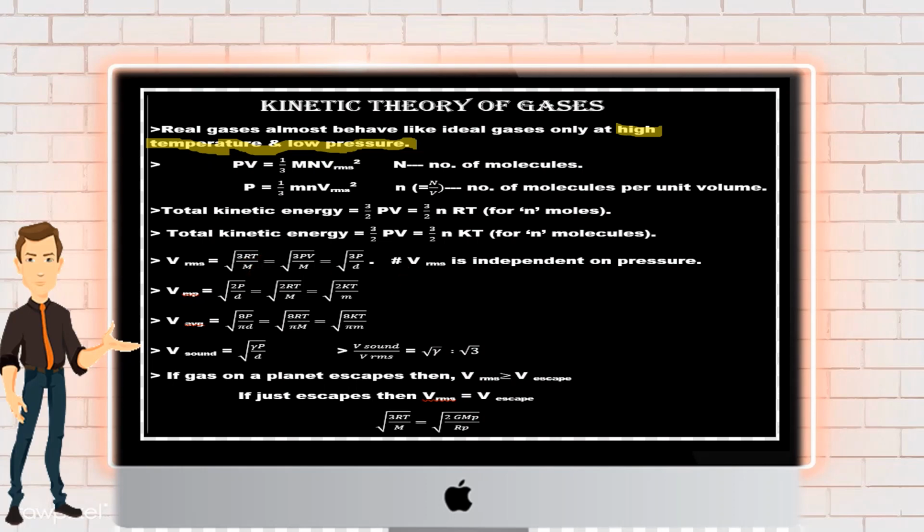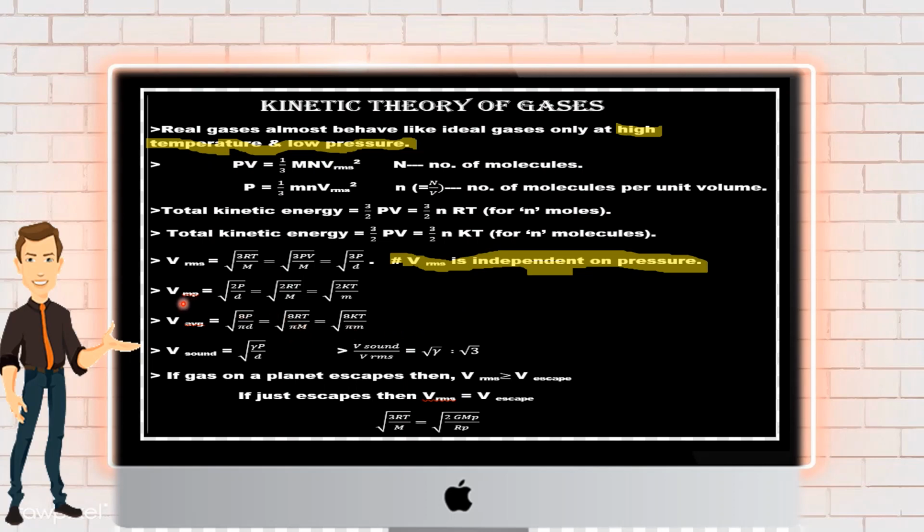This is the most important line. There may be a chance that this statement is also based on one question. They will confuse you with giving a problem, and they will give all the numericals. But it is a small logic that RMS velocity is independent of pressure. Please make a note of this also.